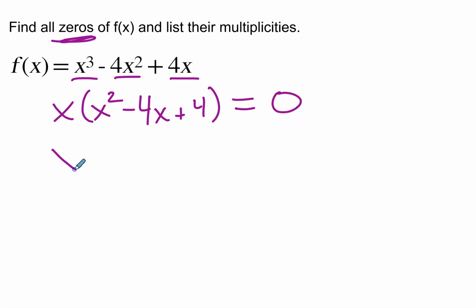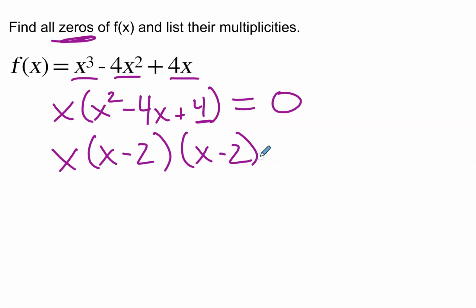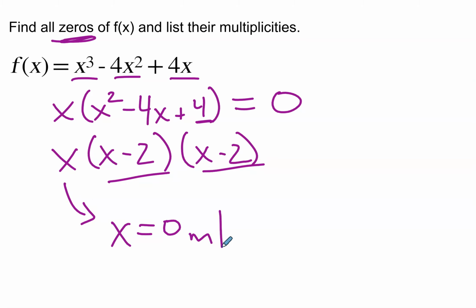So once I do that, if I want to find zeros, I want to set it equal to 0. And so then I could try to factor this, right? So x times x I know would give me x squared, so those are in here. I'm looking for 2 numbers that multiply to be 4 and add to be -4, right? There's only a couple numbers that multiply to be 4. That's 1 and 4 and 2 and 2. So I do -2 and -2, which turns out that I have the same factor repeating. So my zeros for this problem are x equals 0 with the multiplicity of 1. And then x equals 2 with a multiplicity of 2.